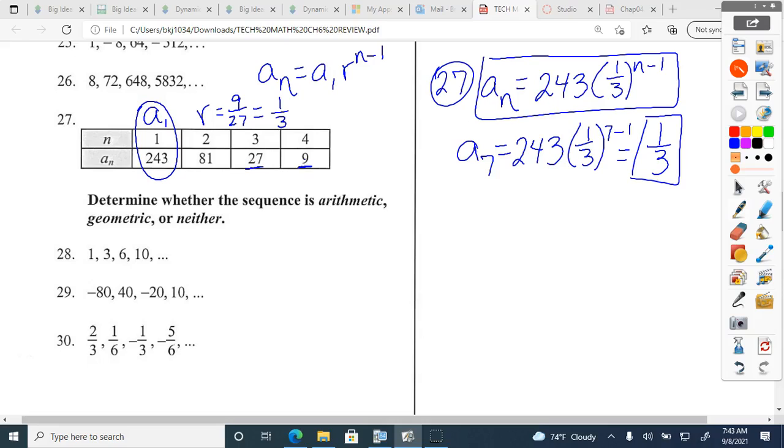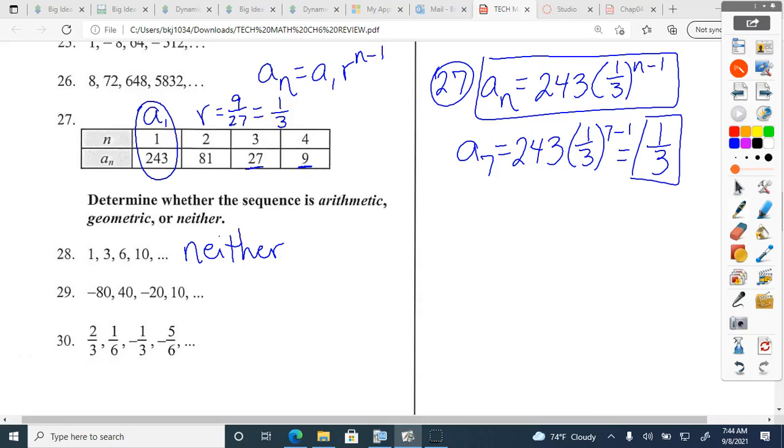All right. And our last three, we're back to just deciding, is the sequence arithmetic, geometric, or neither? Okay. So for this one, 28, looks like they're multiplying times 3. Then they multiplied by 2. And so they aren't multiplying by the same thing every time. Are they adding the same thing every time? 1 plus 2 is 3. 3 plus 2 would not be 6. So this one, 28, is neither. They're not adding the same thing every time or multiplying by the same thing every time.